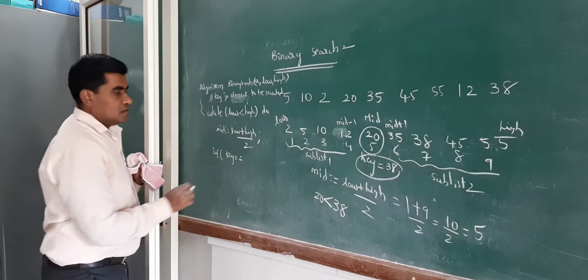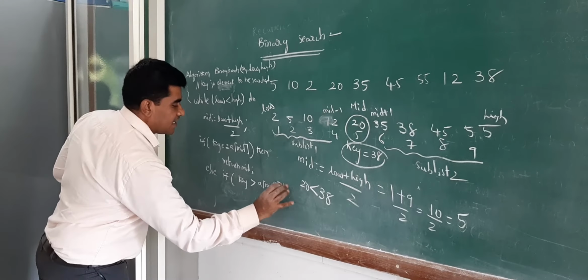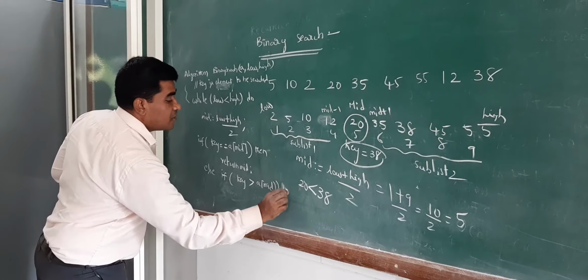Else, suppose key value is greater than the mid value, key is greater than A of mid. Then it enters into the sublist 2. If it is greater than the mid value, then it is entering into the sublist 2. Sublist 2 starts from mid plus 1. So low equal to mid plus 1.